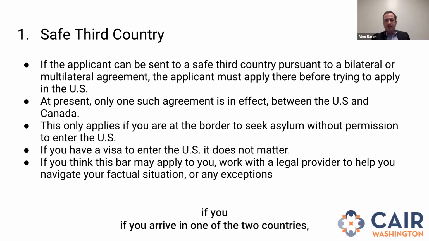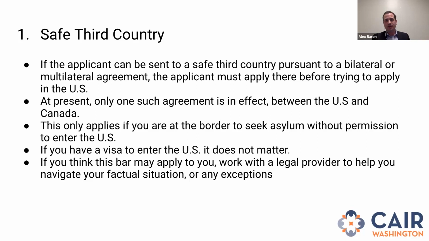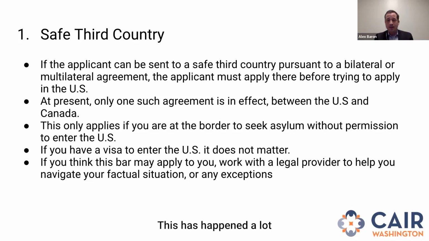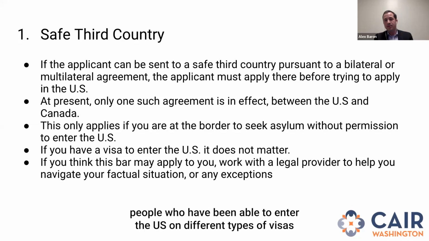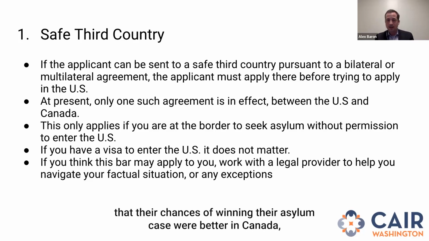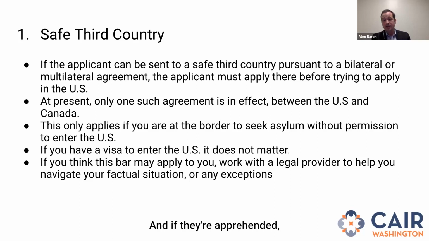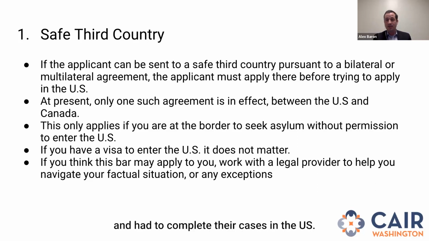But essentially, if you arrive in one of the two countries, U.S. and Canada, and then try to cross into the other one to apply for asylum, this treaty says that you should actually go back and apply in the other one. This has happened a lot in the past here in Washington, which is a border state, of course, where people who have been able to enter the U.S. on different types of visas have perceived that their chances of winning their asylum case were better in Canada. And they have tried to enter Canada through the Washington, British Columbia border. And if they're apprehended, those people have been returned to the U.S. and placed in detention and had to complete their cases in the U.S.